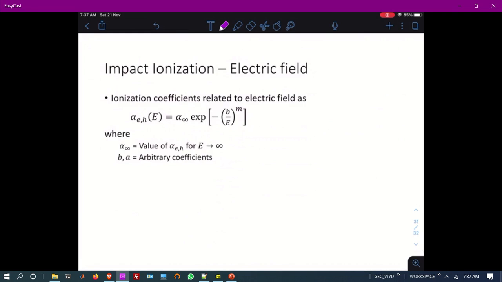You can relate the ionization coefficient and electric field by this equation, where alpha e comma h infinity is the value at very high electric field, and b and a are arbitrary constants.